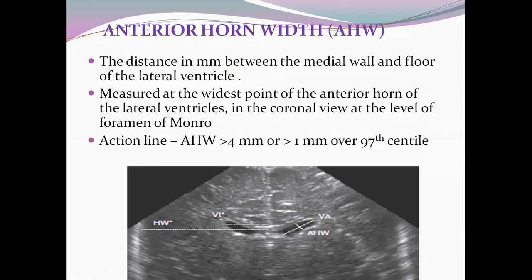And the anterior horn width is the distance between the medial wall and the floor of the lateral ventricle, measured at the widest point of the anterior horn of the lateral ventricles in the coronal view at the level of foramen of Monro. If it is more than 4 mm or more than 1 mm above the 97th centile, intervention has to be done.